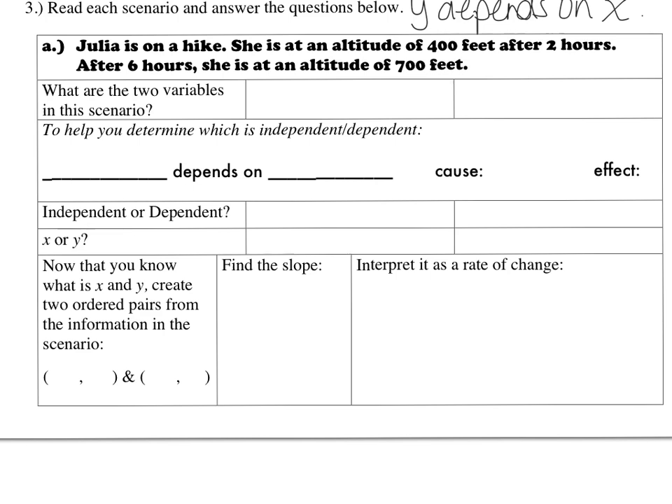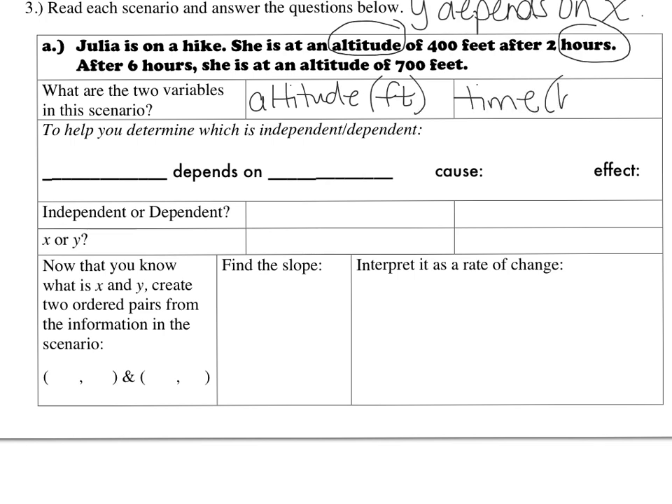Okay, so let's go ahead and read this next question here. This is about Julia. Julia is on a hike. She's at an altitude of 400 feet after 2 hours. After 6 hours, she is at an altitude of 700 feet. So we've actually basically been given 2 ordered pairs here, but we need to first figure out what the 2 variables in the scenario are, right? So the 2 variables in the scenario are altitude and hours, time. So I'm going to say here that my 2 variables are altitude, which is measured in feet, and time, which is measured in hours.